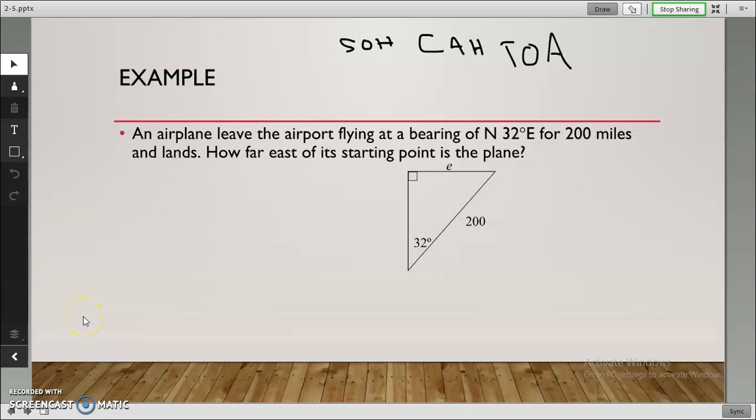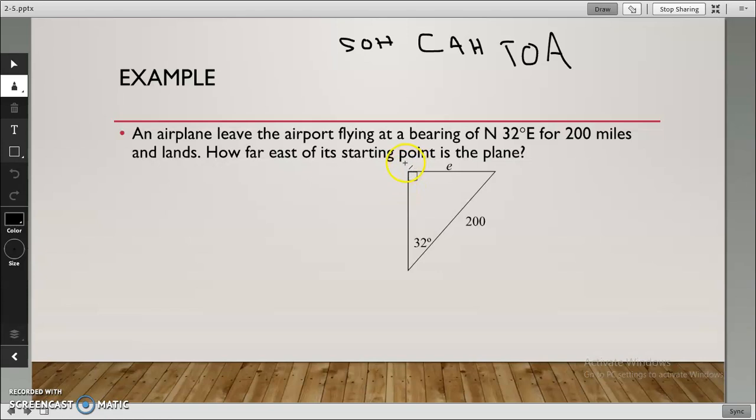So today we'll look at some further examples of right triangles, using right triangles with trigonometry. So we have an example. An airplane leaves the airport flying at a bearing of north 32 degrees east for 200 miles and lands. How far east of its starting point is the plane? So I've already drawn it out for us here.